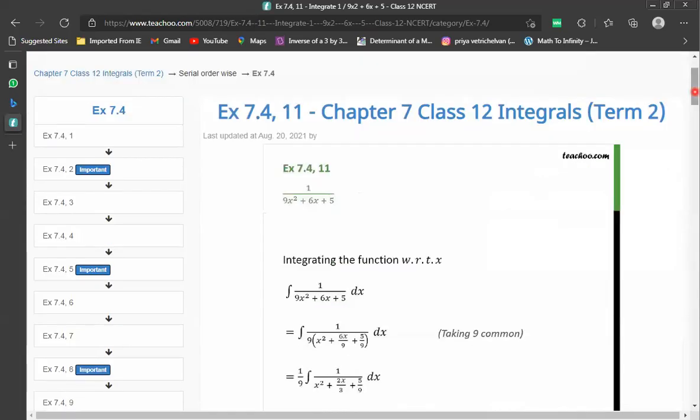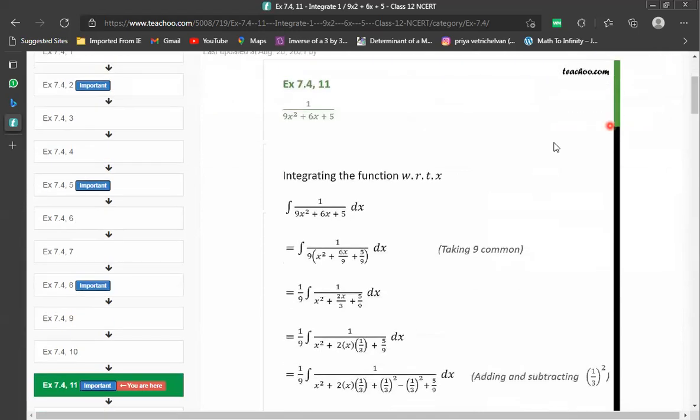Okay. So 1 upon 9x square plus 6x plus 5. Question number 11. So here you have to change your coefficient of x square as 1. That is the first step. For changing the coefficient of x square into 1, you have to divide the entire equation by 9, or else take the 9 as common.